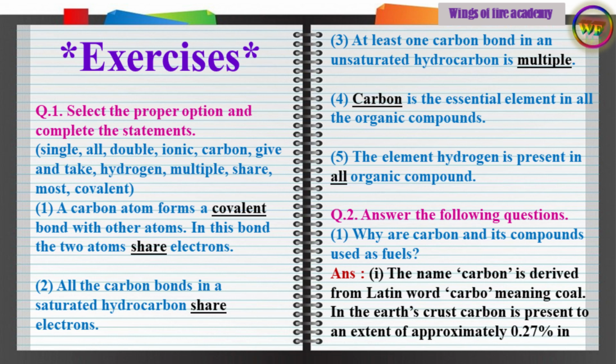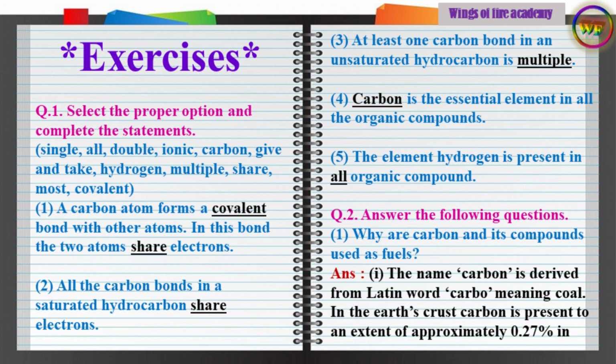2. All the carbon bonds in a saturated hydrocarbon share electrons. 3. At least one carbon bond in an unsaturated hydrocarbon is multiple. 4. Carbon is the essential element in all the organic compounds. 5. The element hydrogen is present in all organic compounds.